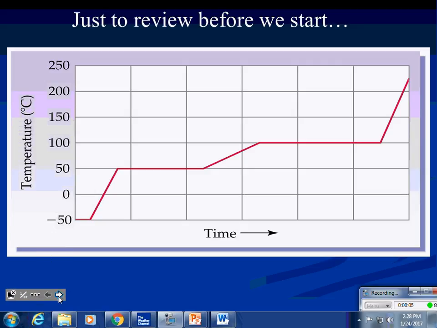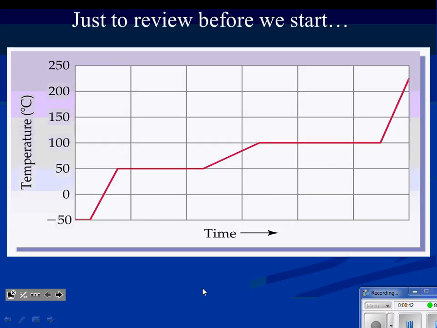Okay, ladies and gentlemen, this is day one of calculating energy changes at phase changes. If you look at this graph that I have here, time is on the x-axis, y-axis is the temperature. For this particular substance, and we don't know what substance it is, but I can see right here that I have a flat line, a plateau, and also right here is a plateau.